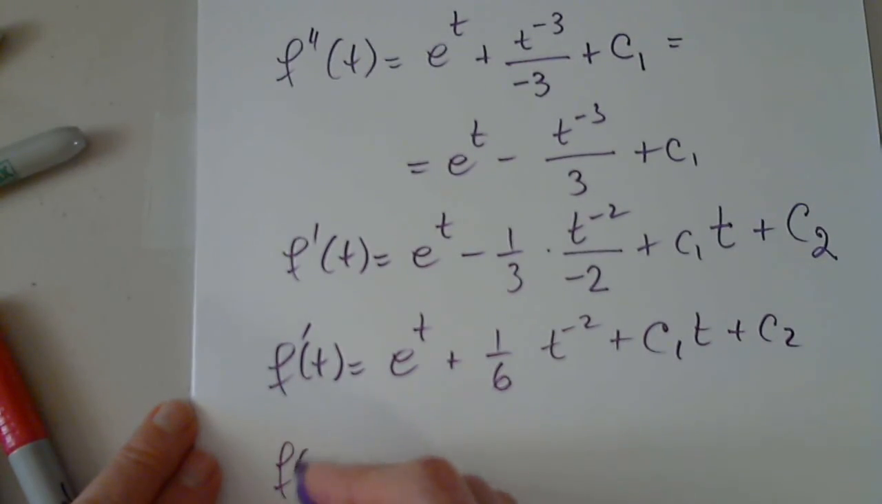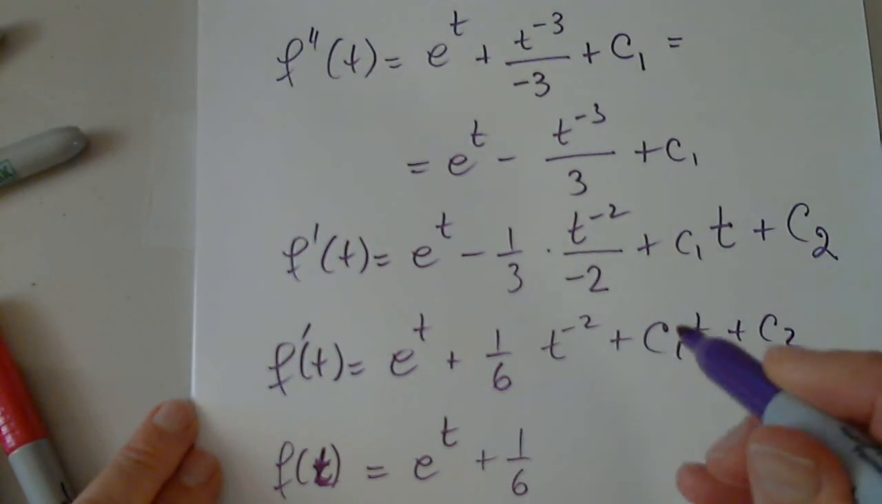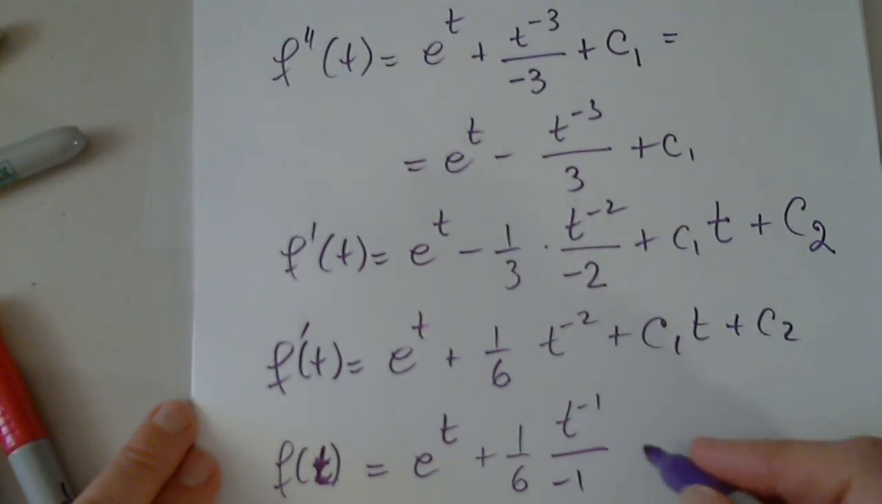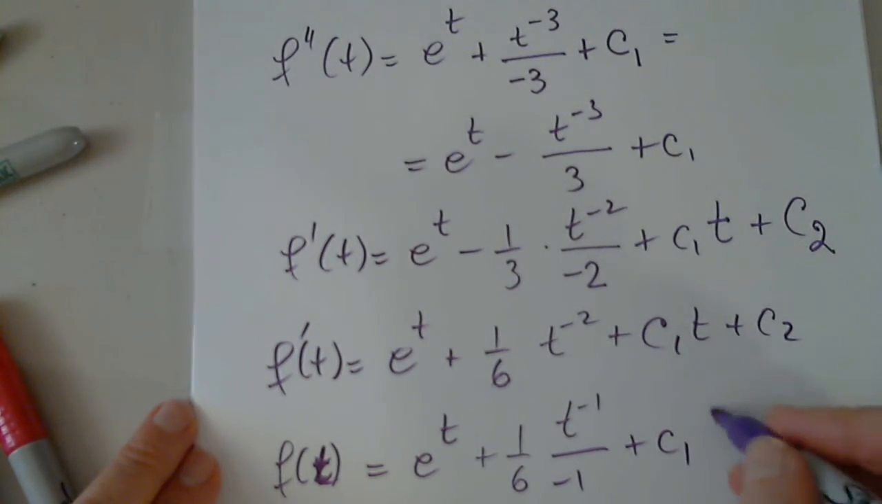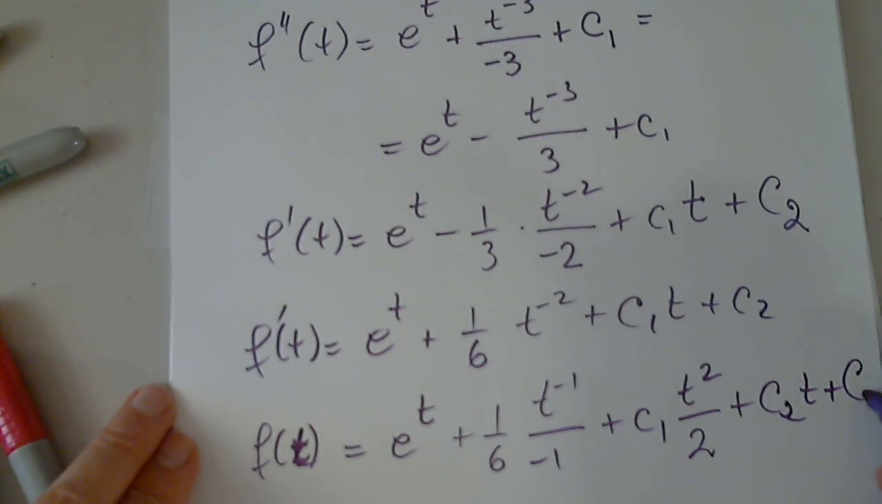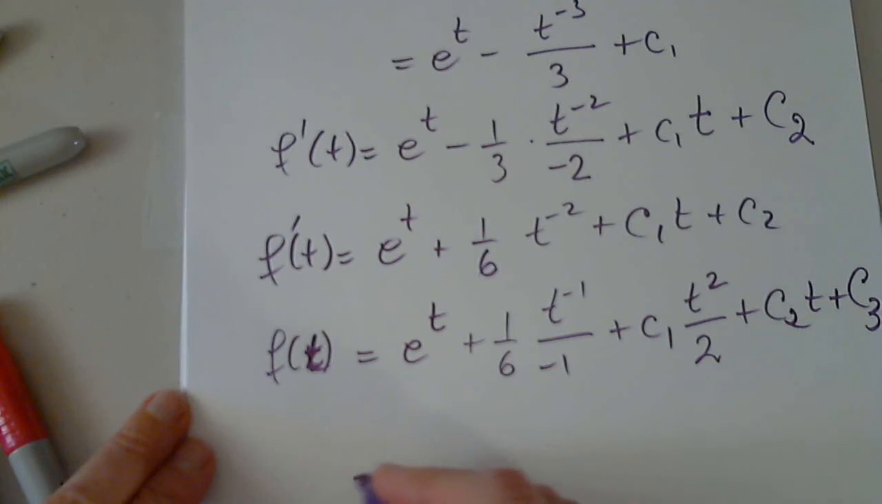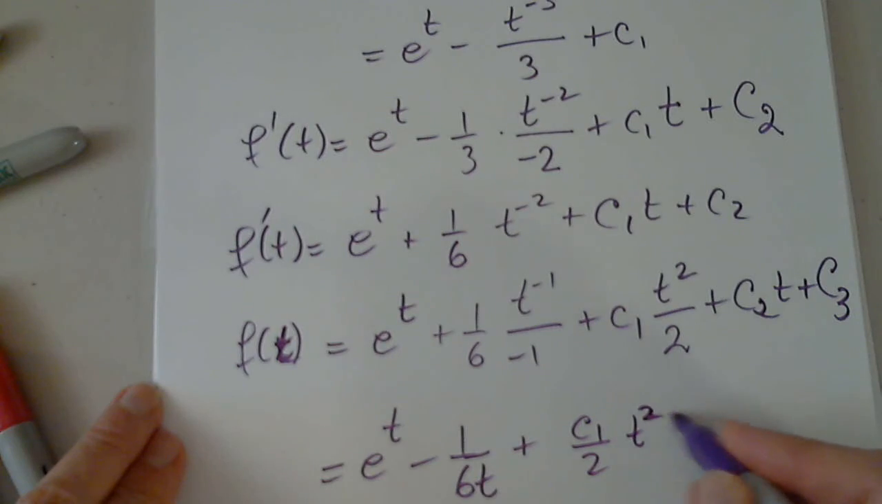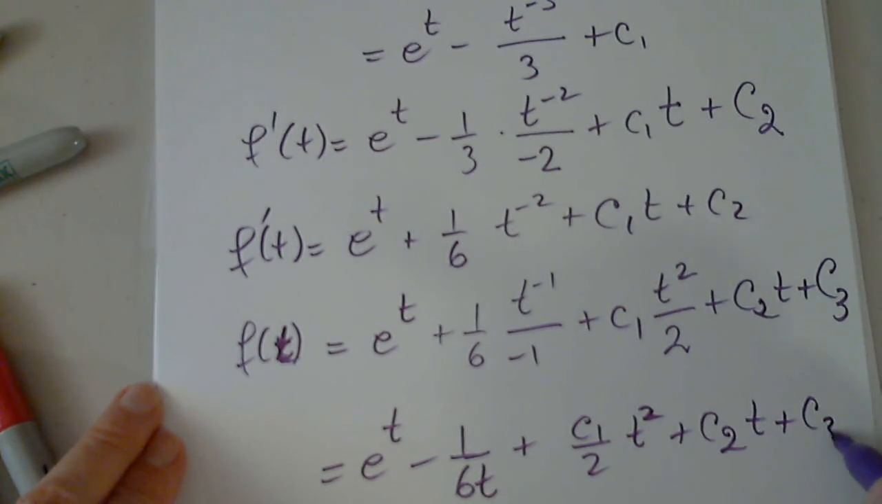Okay, and now we can write f of t, not x, now that it matters, e to t plus 1 over 6. I increase the power by 1. I divide by that number, plus c1, I increase the power by 1. I divide by that number, c2t plus c3. I will clean it up a little bit, negative 1/6. I can put t in the denominator now, plus c1 over 2 t squared plus c2t plus c3.